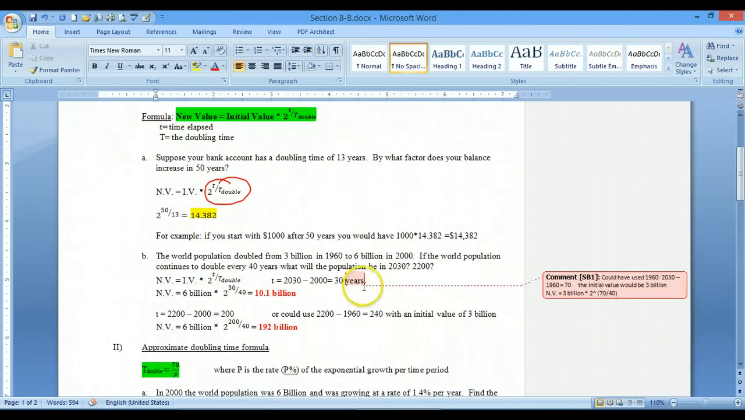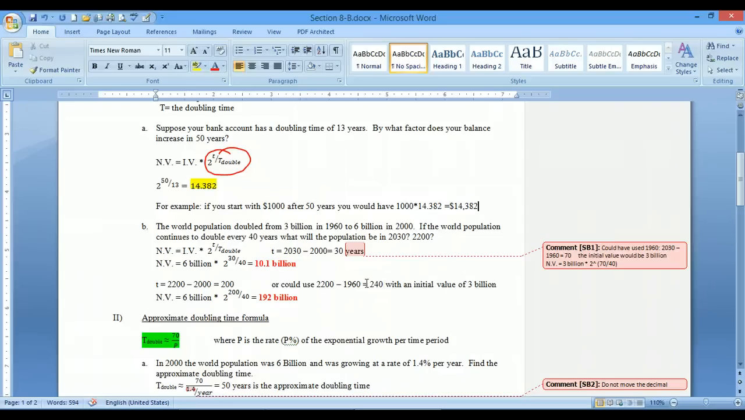Our second question, B. The world population doubled from 3 billion in 1960 to 6 billion in 2000. If the world population continues to double every 40 years, what will the population be in the year 2030 and the year 2200? So we'll take our equation, new value equals the initial value times 2 raised to the lowercase t, which stands for the elapsing time, over capital T, which is the doubling time.